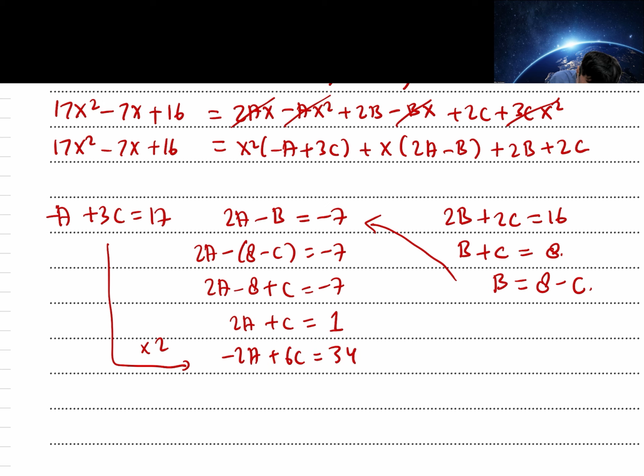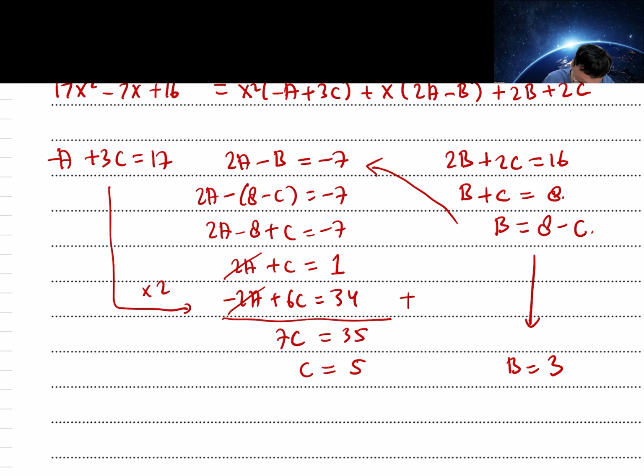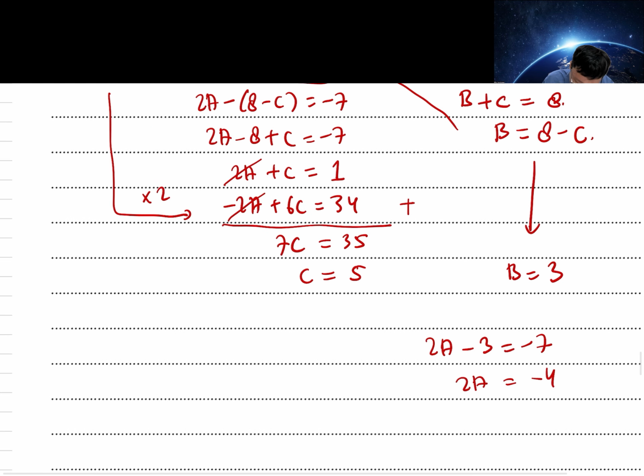So I can add them to cross out the 2a. So I have 7c equals 35, or c equals 5. When c equals 5, b equals 3. And when b equals 3, let's plug into this: 2a minus 3 equals minus 7, 2a equals minus 4. So a equals minus 2.